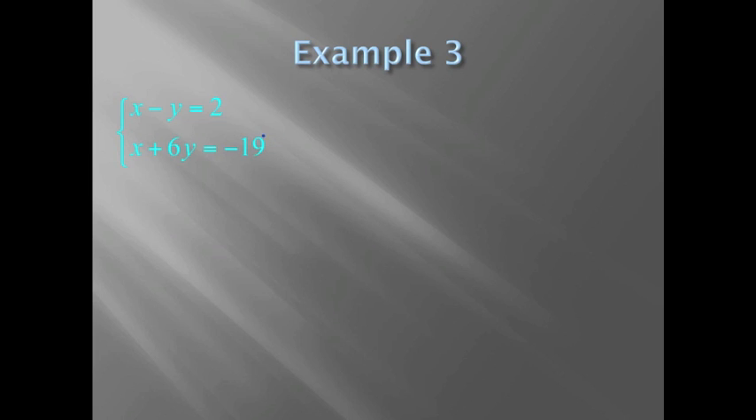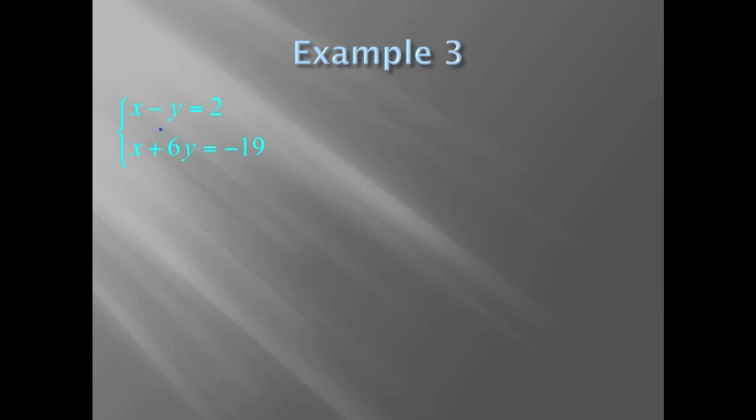Now for example 3, we take a look at this. We have x minus y equals 2. So we have two variables sorted by themselves. We have x and we have a negative y. For the second one, we have x plus 6y equals negative 19. Now, neither one of these do we have a variable all by itself, but we could change either one of them into an equation that we could use.